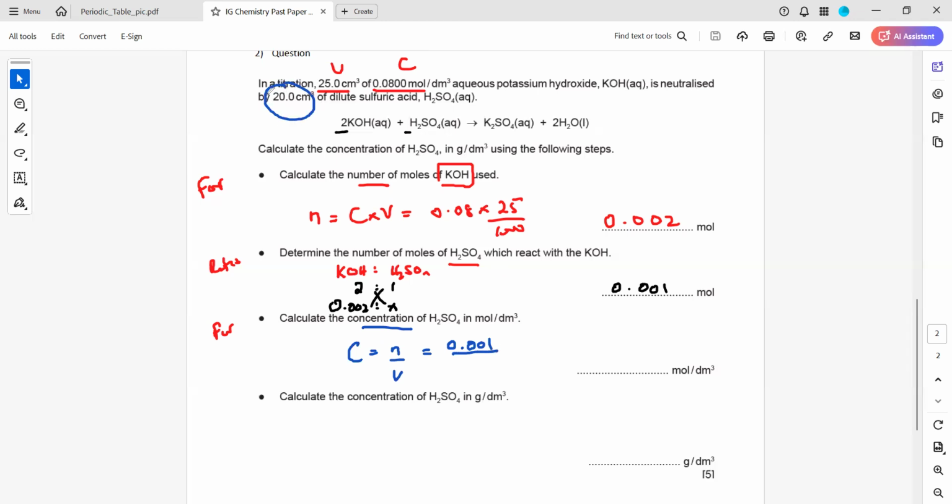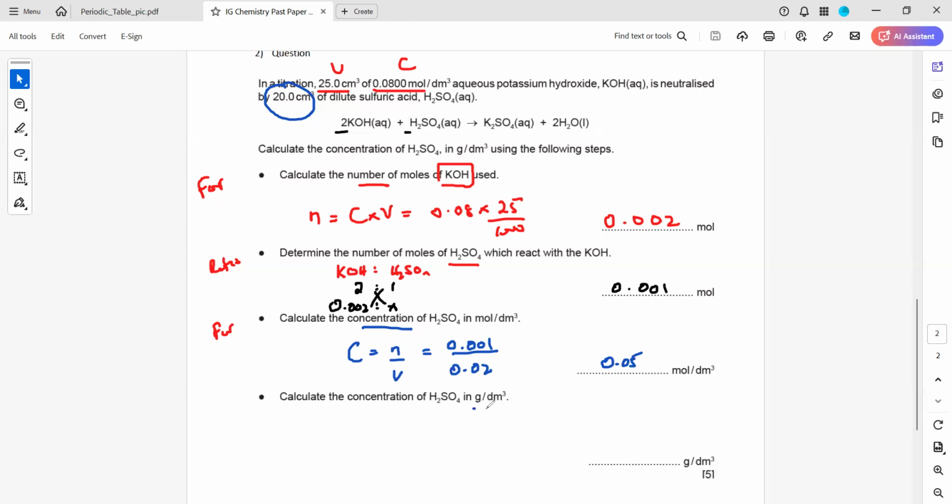0.001. What about the volume of sulfuric acid? It was given 25. Sorry, 20. 20 cm cube, but it should be in dm cube. So what do we do? 20 divided by 1000. So 20 divided by 1000, 0.02 will be there. So 0.001 divided by 0.02. What's the answer? 0.05. Yeah. So 0.05 moles per dm cube is the concentration.